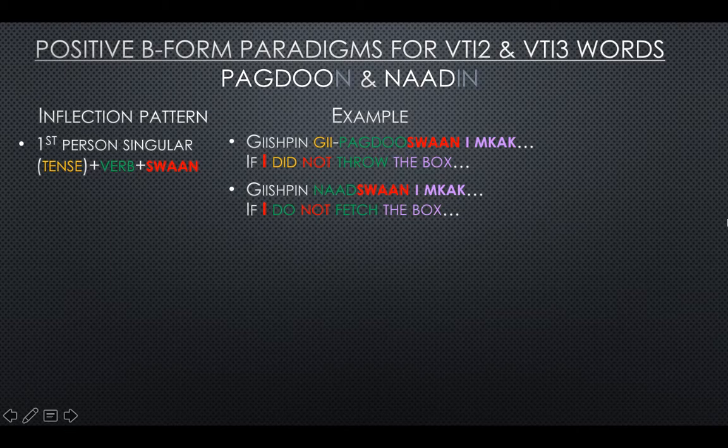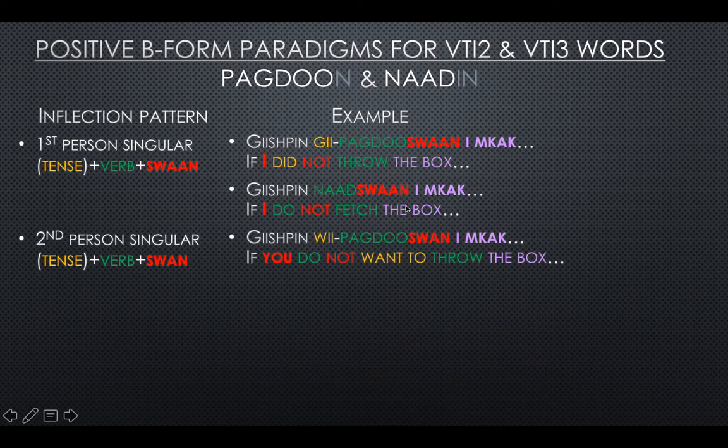Moving on to second person singular. Instead of using swan, we're using swan. Ich bin wie pug do swan im kuk. If you do not want to throw the box. So gishben, if we, indefinite future tense, meaning want to. Pugdo, throw. Swan is you and the negative. And imkuk, the box.